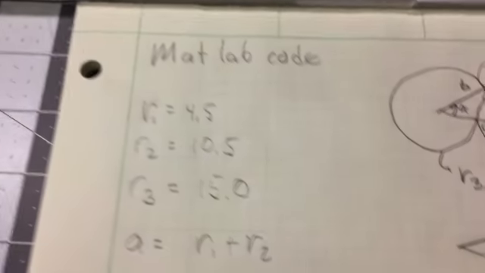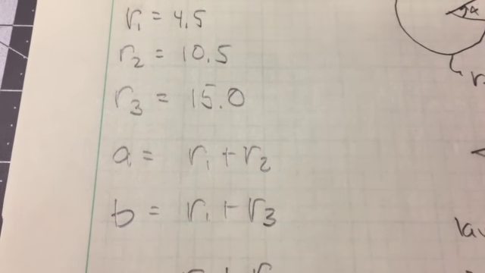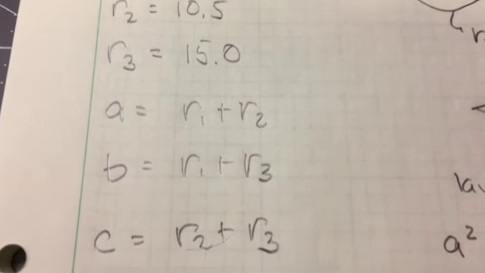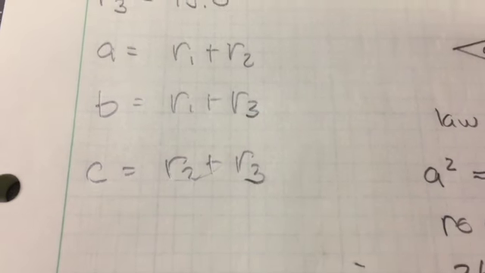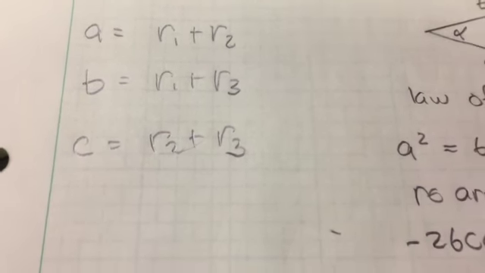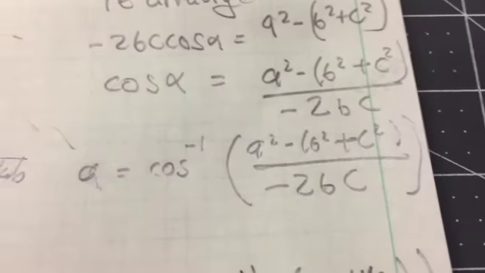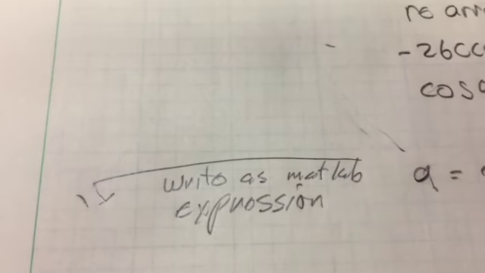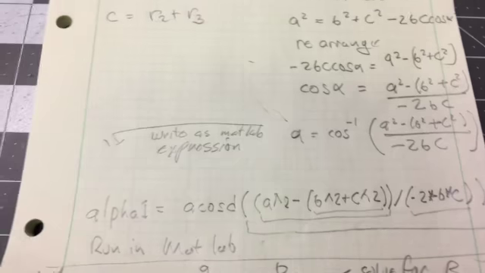We come up here. R1 equals 4.5, R2 equals 10.5, R3 equals 15, A equals R1 plus R2, B equals R1 plus R3, and C equals R2 plus R3. And we want to convert this expression right into a MATLAB expression. So I'm going to zoom back a little bit here.